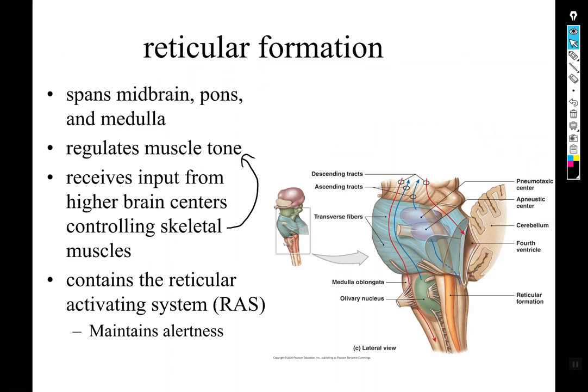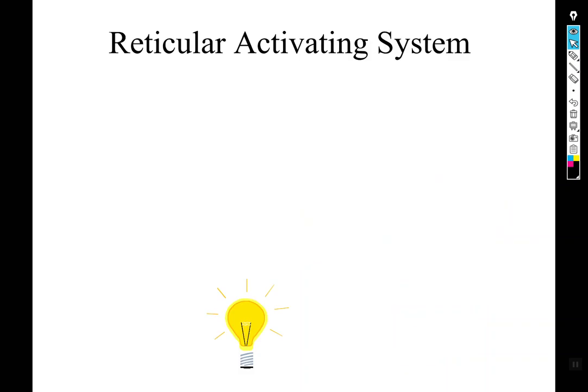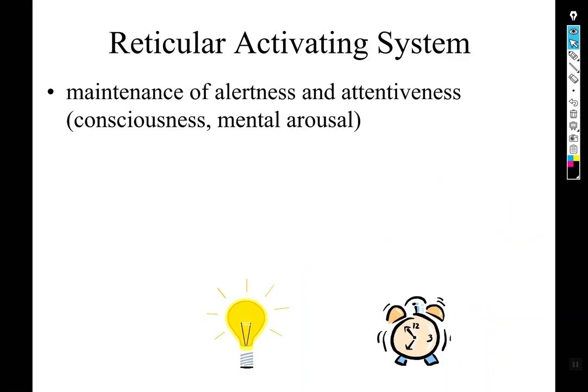This is, again, not localizable to one place. This system is involved in things like alertness and attention, for example. We abbreviate this the RAS. It's actually thought that some forms of narcolepsy might be related to failures or malformations of the reticular activating system. So let's talk more about the RAS.